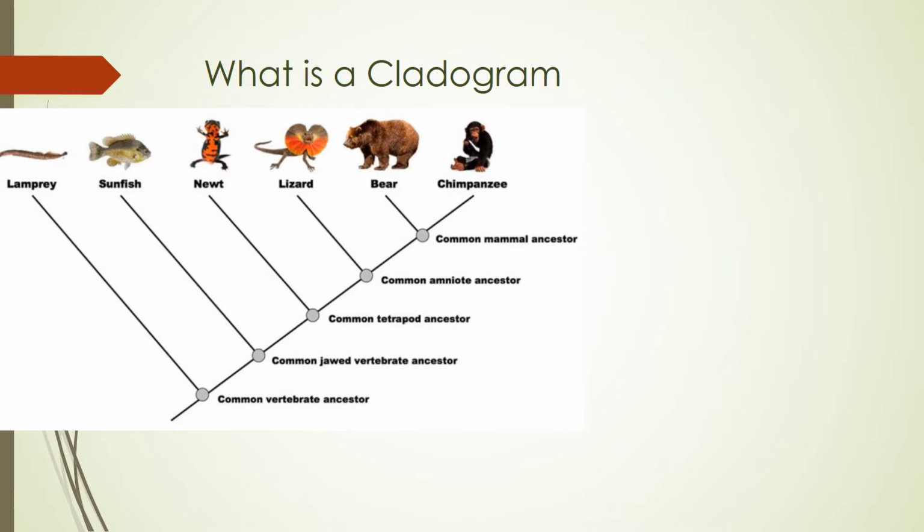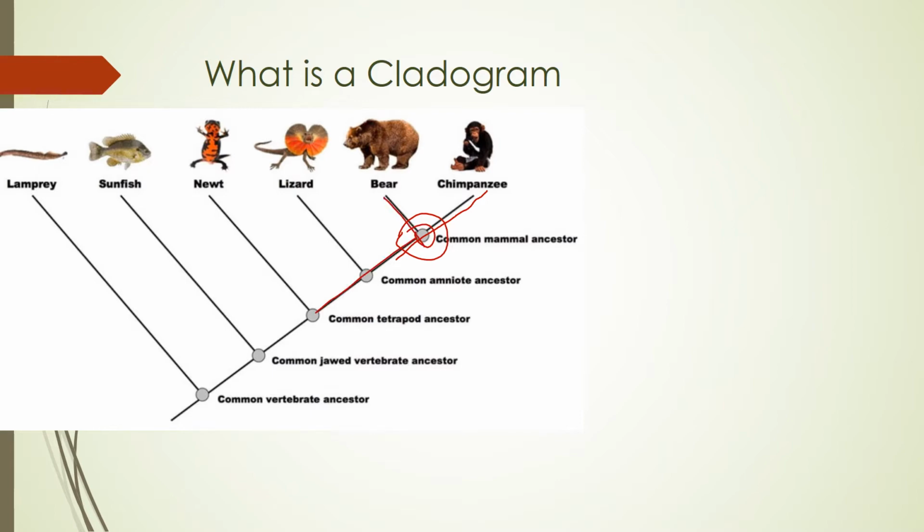incorrect. When we read a cladogram, we will be reading it from the nodes. For example, if we were to look at this picture, what we would want to see is this point right here called the node, which is stating a hypothetical statement that at this point of the evolution of the chimpanzee, it had a common ancestor with a bear. So on and so forth.